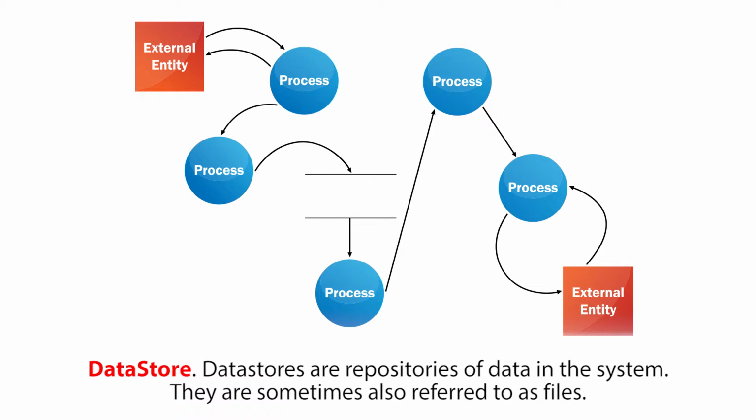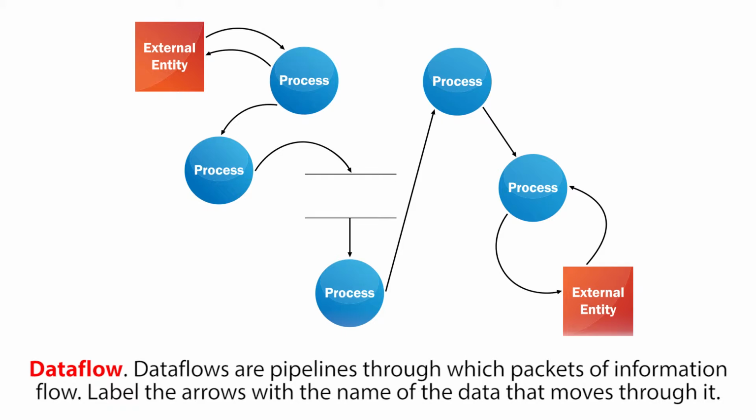Then we move on to data stores. Data stores are repositories of data in the system. They are also sometimes referred to as being files. Data flow or data flows. Data flows are pipelines through which packets of information flow. Label the arrows with the name of the data that moves through it.